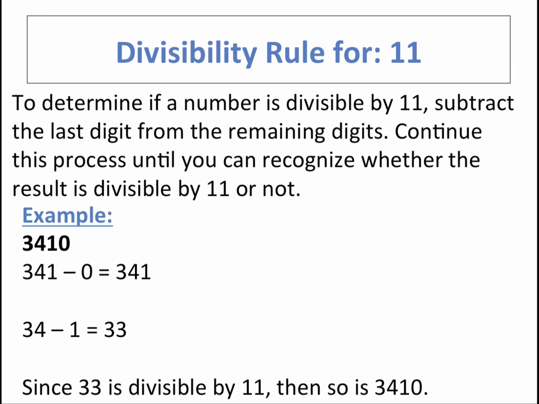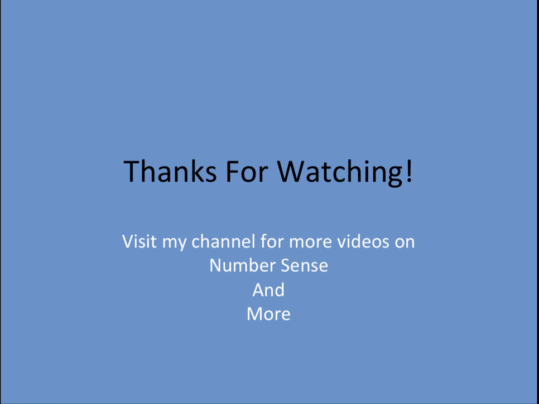So to determine if a number is divisible by 11, subtract the last digit from the remaining digits. Continue this process until you can recognize whether that result is divisible by 11 or not. If it is, then the original number is divisible by 11. So that's it. There are more divisibility rules out there, but these should be enough to get you through any non-calculator work going forward.